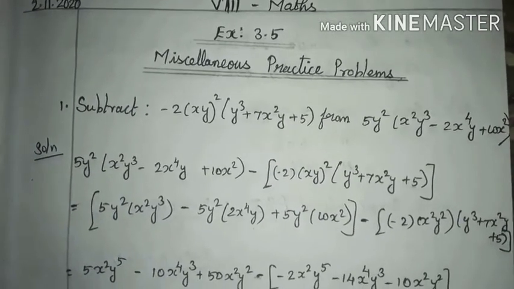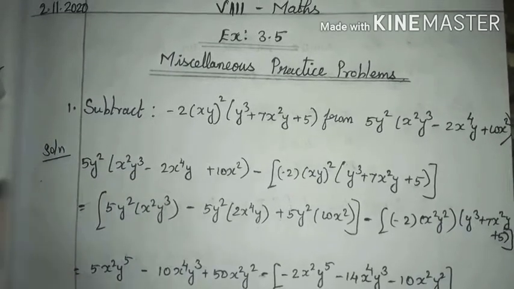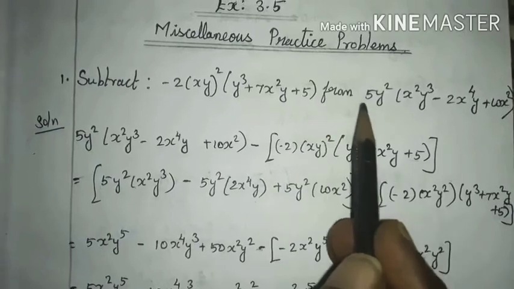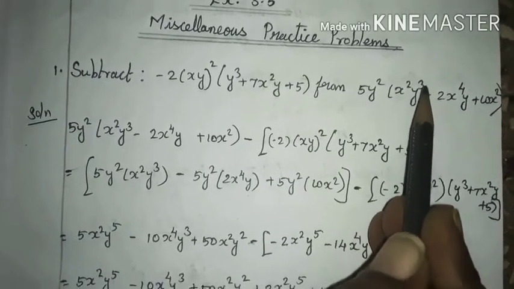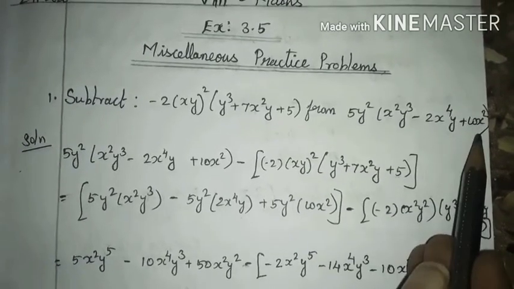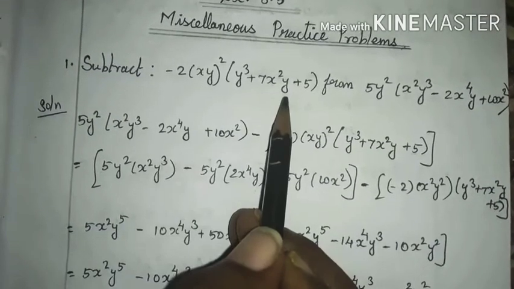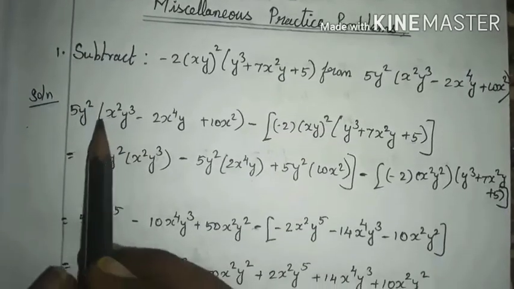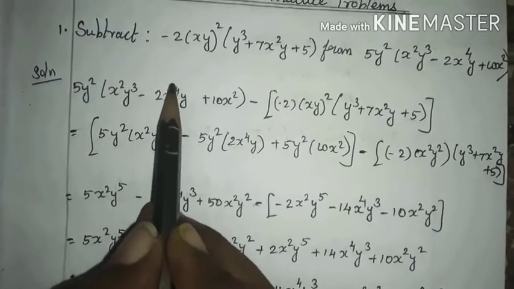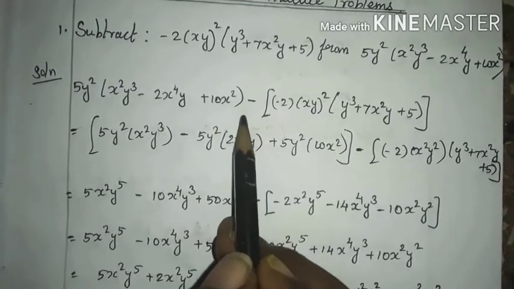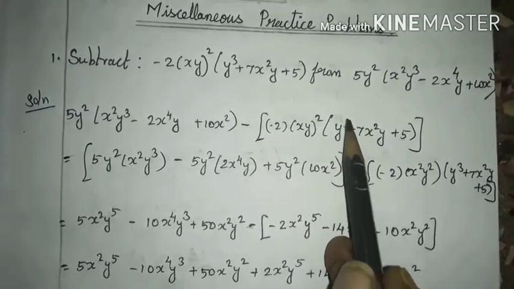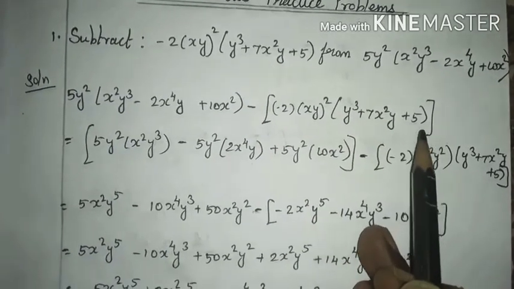For sum, subtract minus 2xy whole square y cube plus 7x square y plus 5 from 5y square into x square y cube minus 2x power 4y plus 10x square. From this algebraic expression you have to subtract this expression. For that we are going to write it as 5y square into x square y cube minus 2x power 4y plus 10x square minus of minus 2xy the whole square into y cube plus 7x square y plus 5.